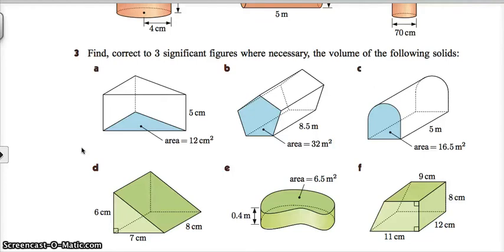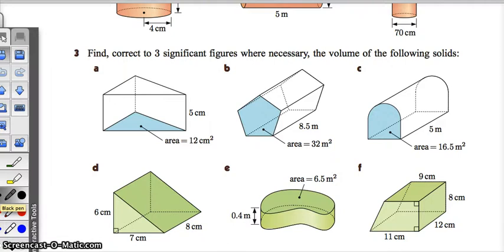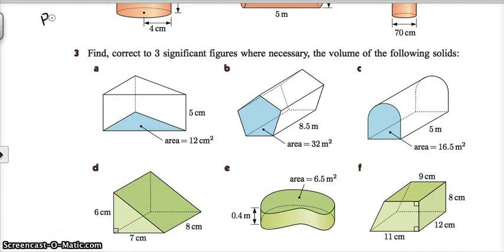Okay, so the important thing with these, Liam, is that you're recognising what formula is required. The moment that you see a prism shape, we're talking about calculating the volume by saying area of cross section times by the height.